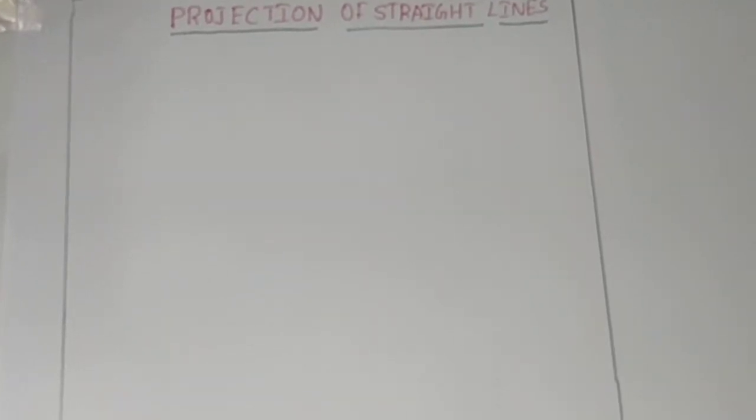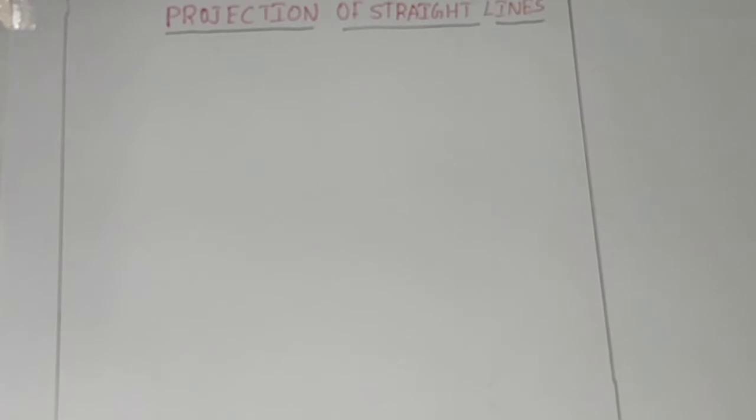In the previous session we discussed projection of points: points in the first quadrant, second quadrant, third quadrant, fourth quadrant, and on HP, on VP, and on both HP and VP. We also discussed an extra problem, that is projection of two points and joining of front views and top views.